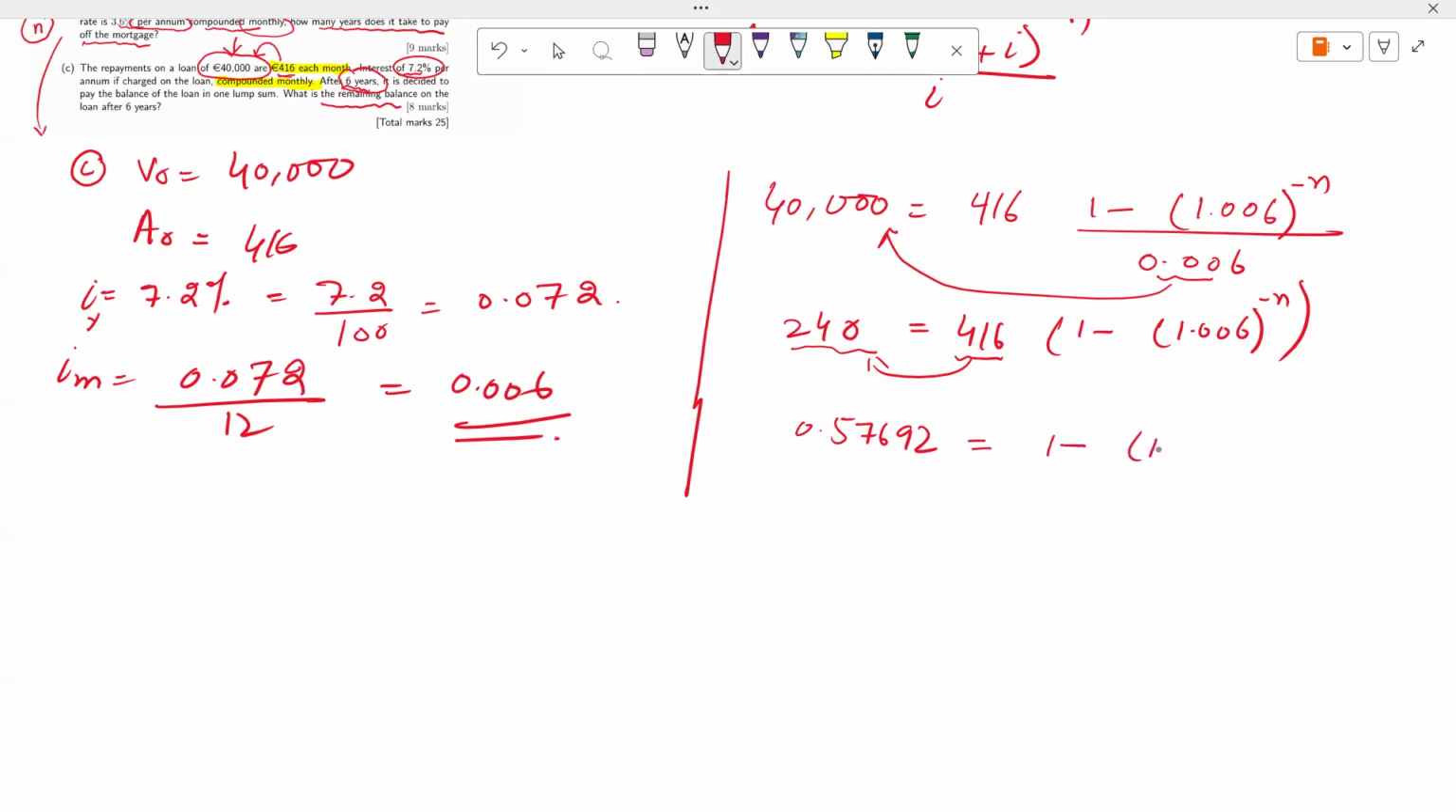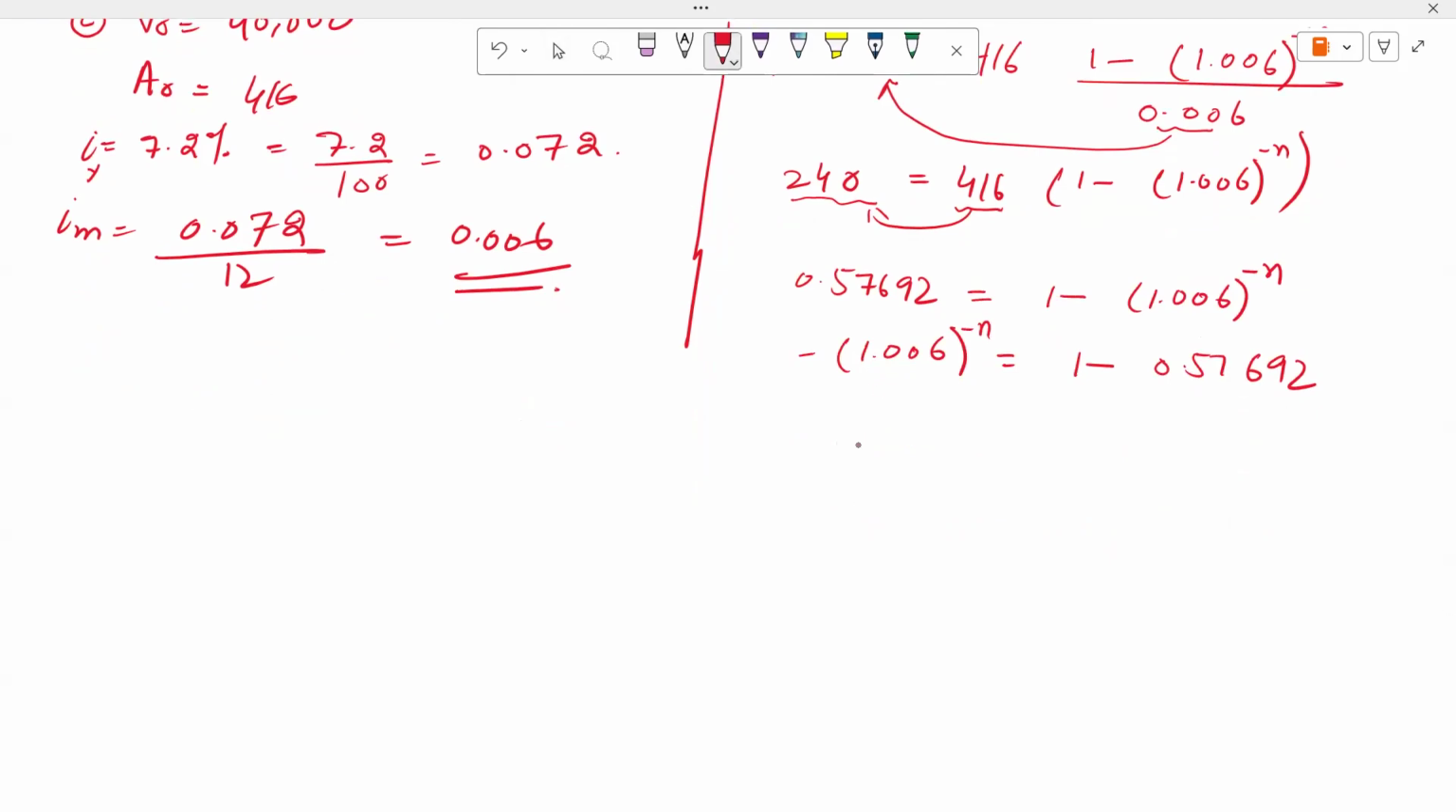So 1 minus 1.006 raised to the power minus n equals 0.57692. I'll have this situation here, the same steps I did in part B. I'm sure there is no confusion in these basic steps. This is literally algebra. So I'll get 1.006 raised to the power minus n equals 0.42308.